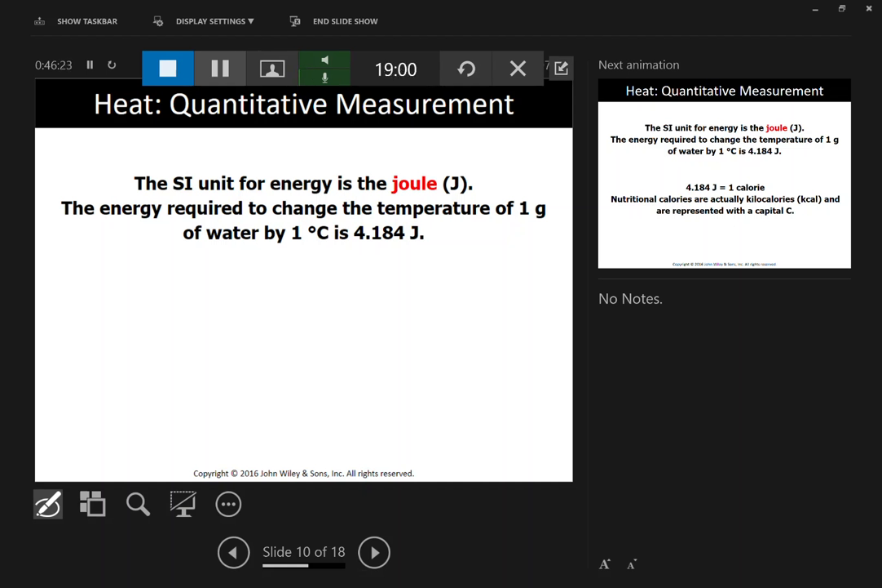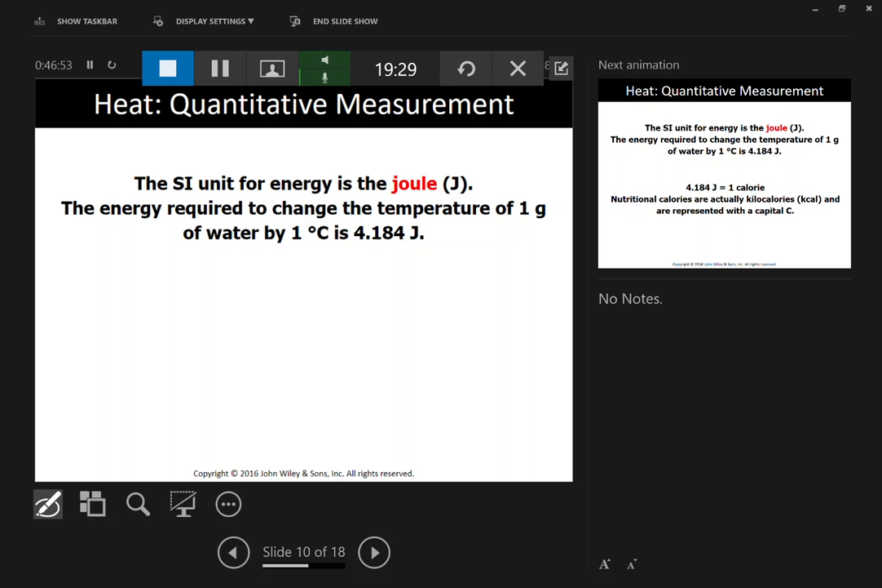And joule is defined as the energy that's required to change the temperature of 1 gram of water by 1 degree Celsius, and that amount is 4.184 joules. Now later on, this 4.184 joules, which is the energy required to change the temperature of 1 gram of water by 1 degree Celsius, we'll show you that's the specific heat of a substance.